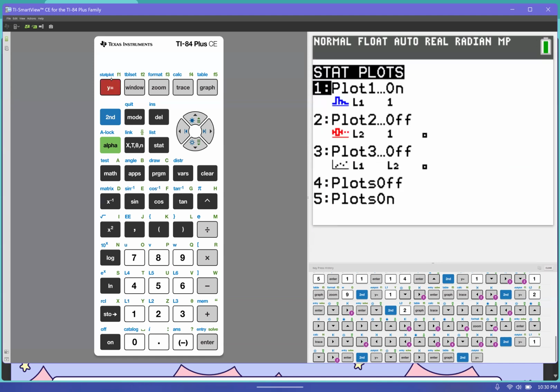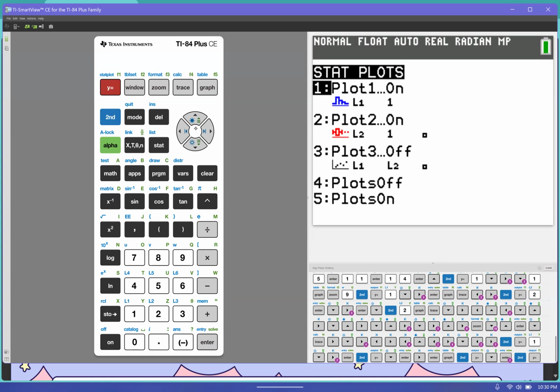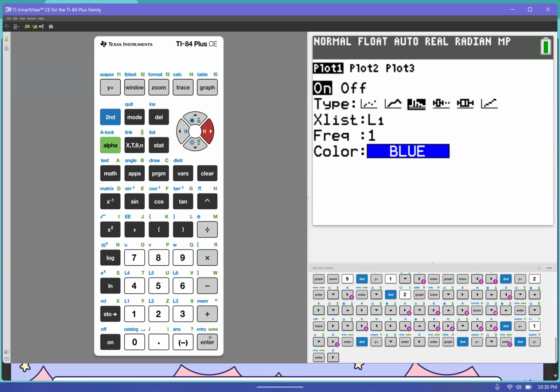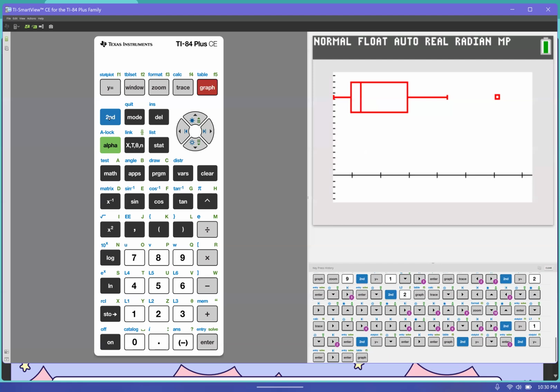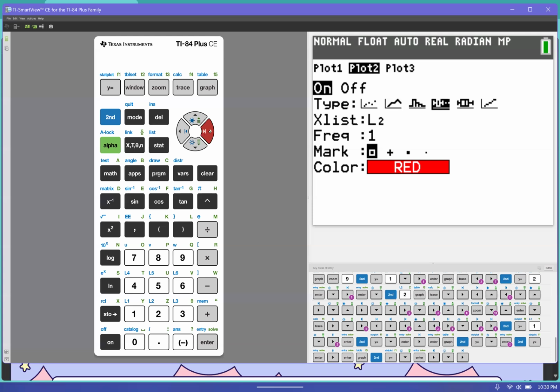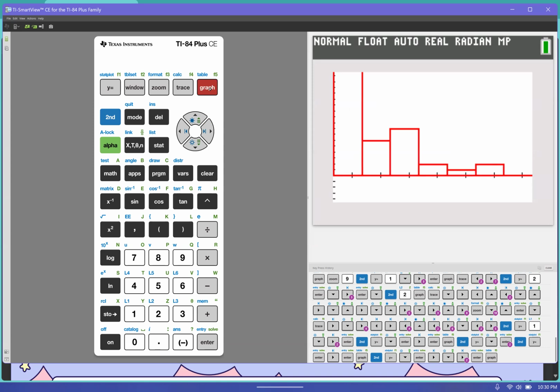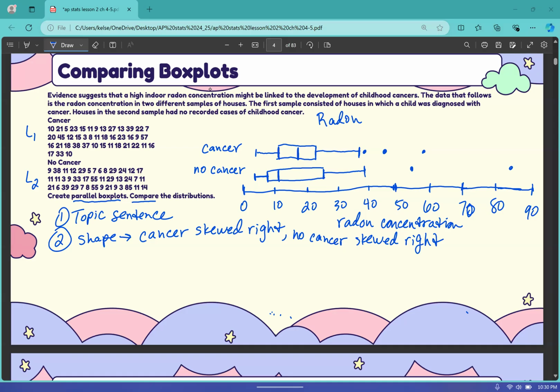And again, just in case you're wondering about the shape, go plot it. I'll turn plot number 1 off, and we've got to change the plot. Histogram, and there you go. Again, we can see that this one is also skewed right. So if you're ever unsure about the shape, try a different graph and you can look to see. It'll be easier to see sometimes. Okay, so now we can go on to the next one.